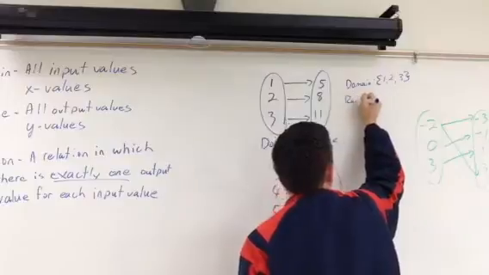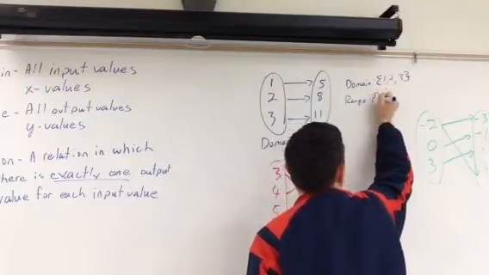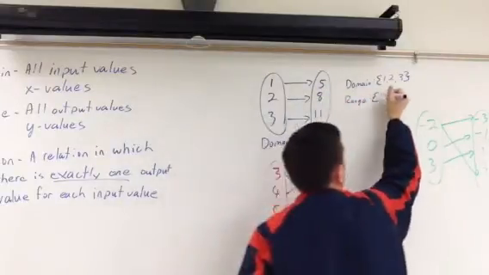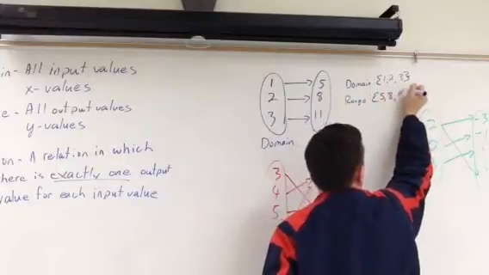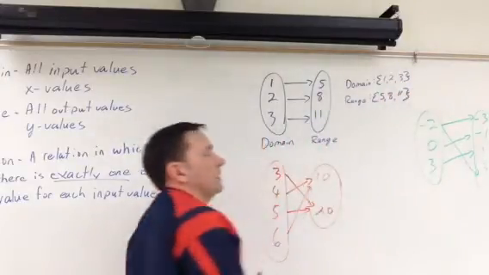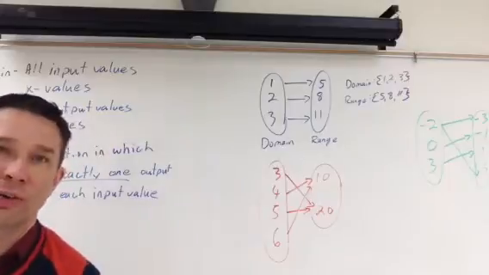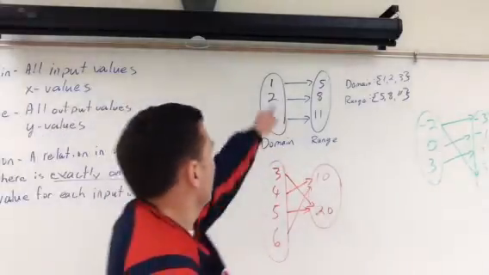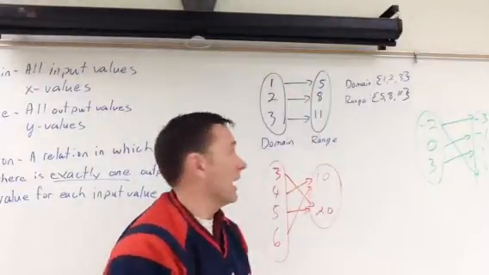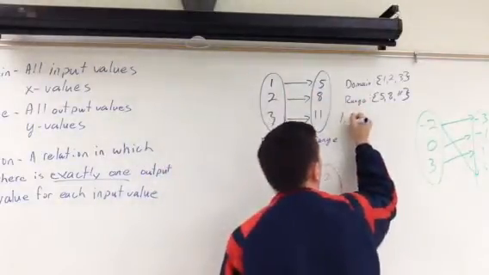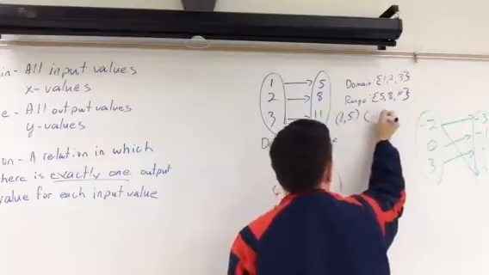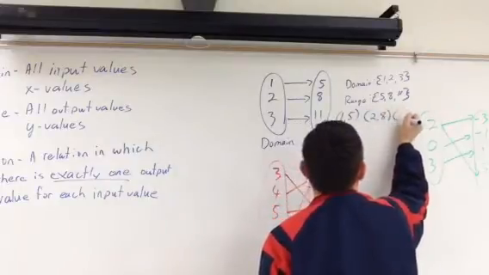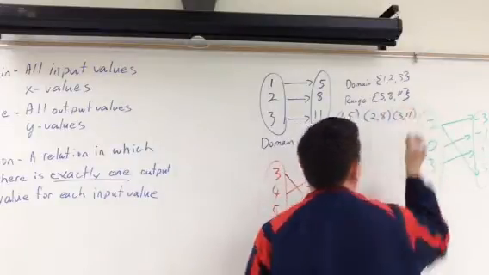Our range would be 5, 8, and 11. So we want to be able to identify what our domain and range are, what we start with and what we finish with. We can express these also as an ordered pair. Here we express this as a mapping. As ordered pairs, we can express this as (1, 5), (2, 8), and (3, 11).